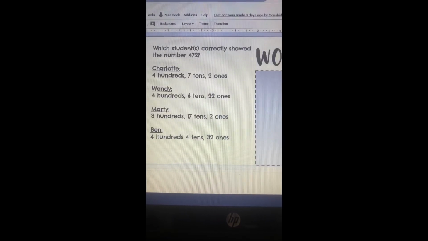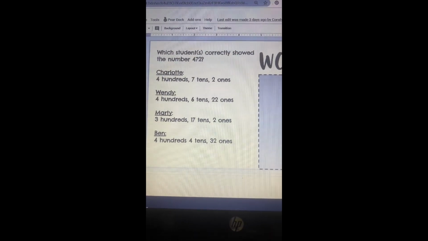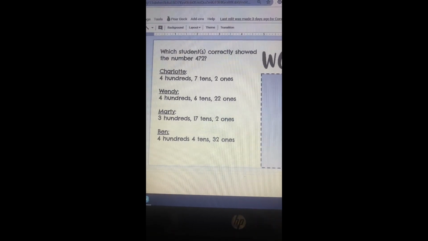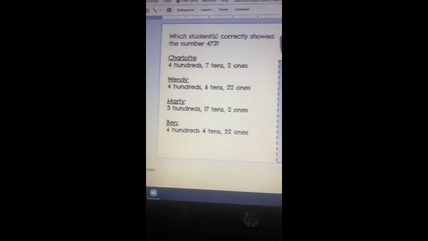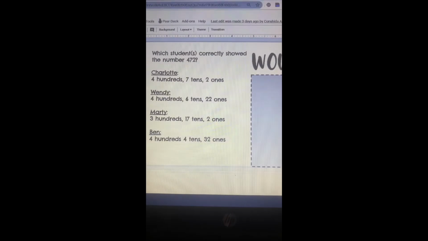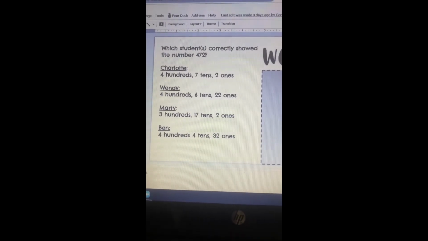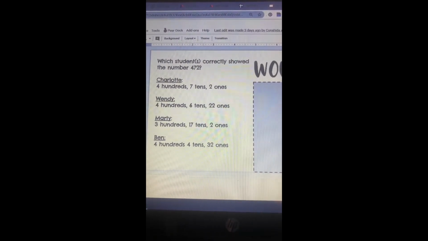I think this is our last problem for today, and it is. And you again have another problem just like this on your practice today. So make sure you pay attention, because we're not going to do that challenge unless you want to, and maybe I'll just leave it up for you to try. But which student correctly showed the number 472? Which student or students? That S in there means it could be more than one, so we have to work through every one.